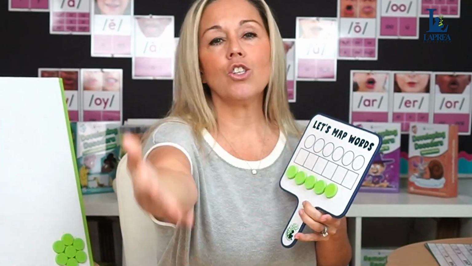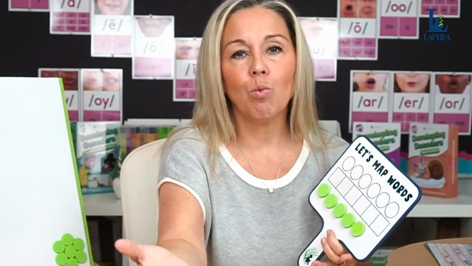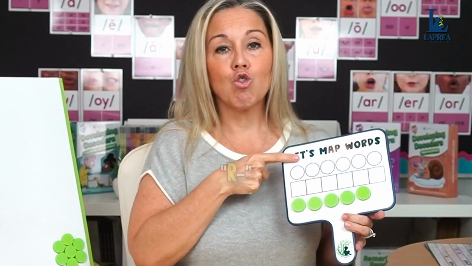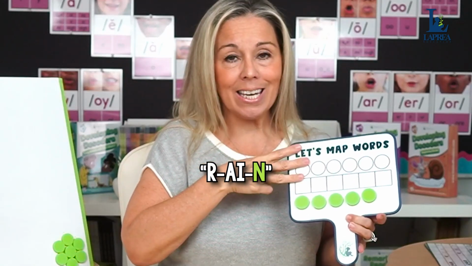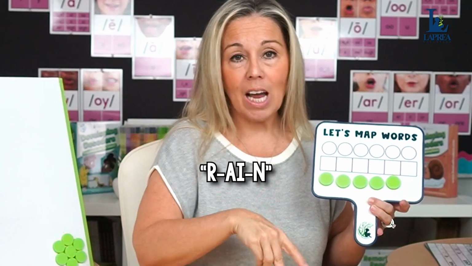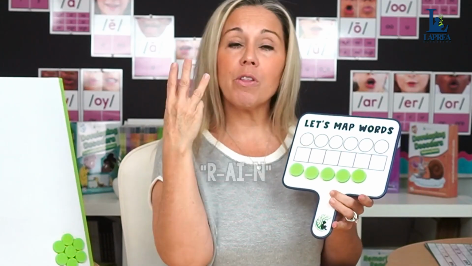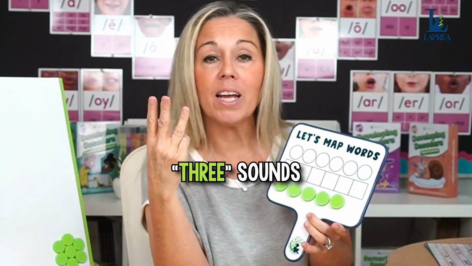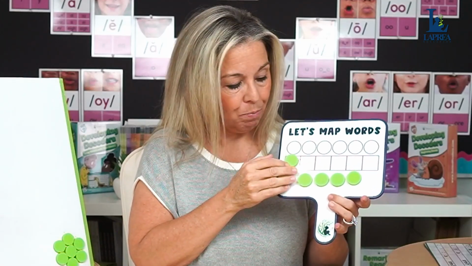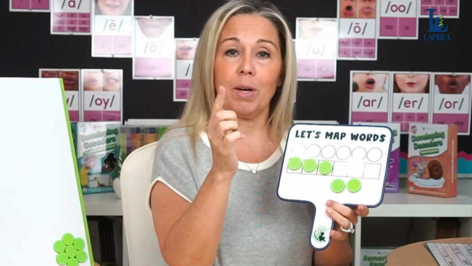I say rain, students say rain. Rain, rain, rain, rain. Let's tap out the sounds. R, A, N. Again, R, A, N. You could have students tap on their desks as well. So we know there are 3 sounds or 3 phonemes in the word rain. So we're going to bring up 3 of our discs. We bring up 3 discs because there are 3 sounds.